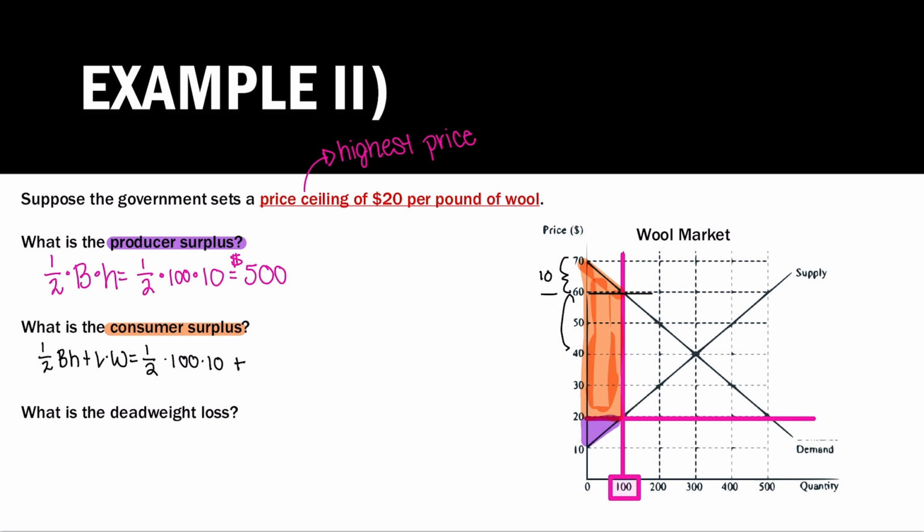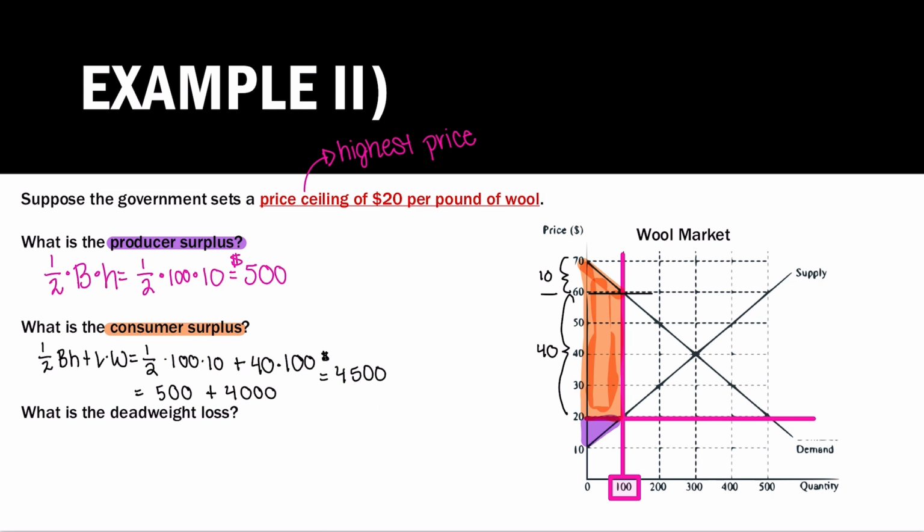So 60 minus 20 is 40. So plus 40 times 100. So 1/2 times 100 times 10 is going to be 500. 40 times 100 is going to be 4,000, which gives us 4,500.